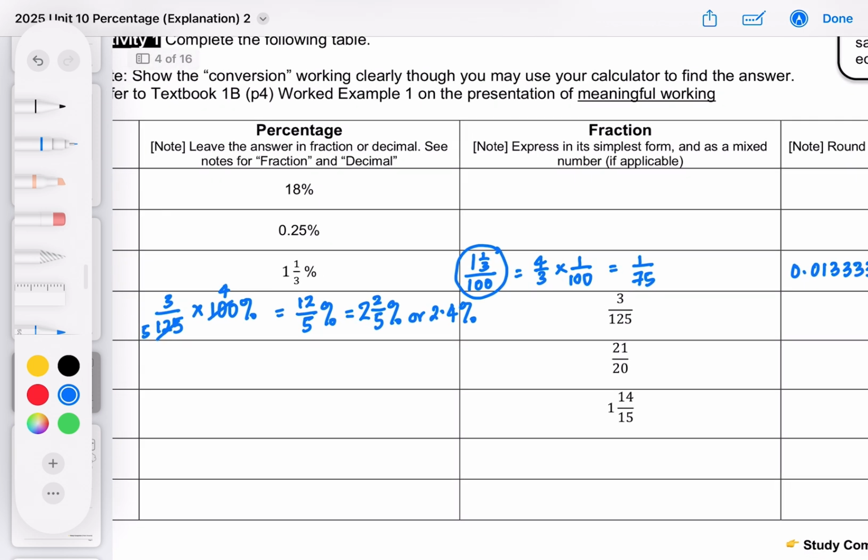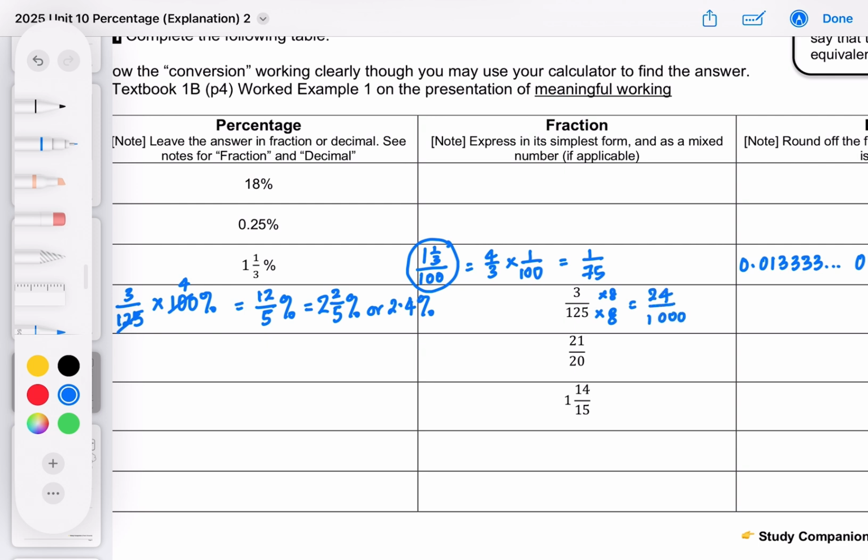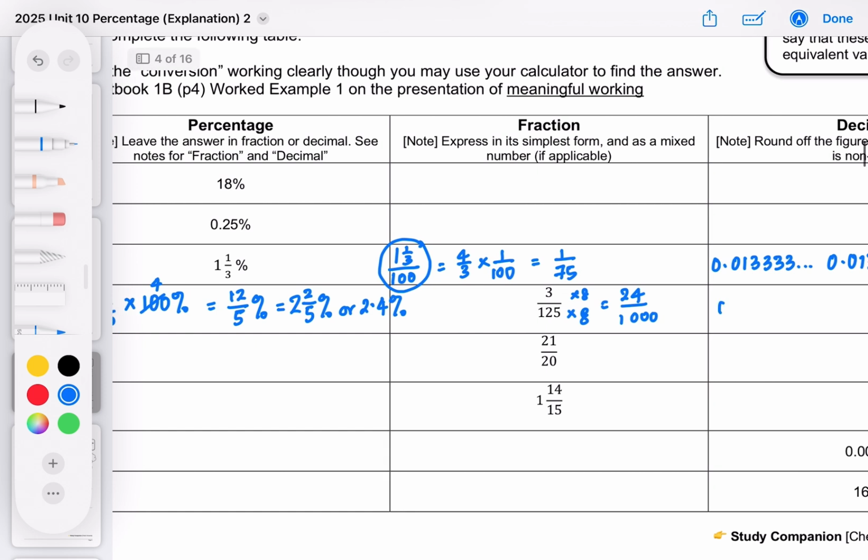To change it to a decimal, what we can do is just convert this to a base in terms of 1,000, so we can times 8. And here we'll get 24 over 1,000. And with this, change it to a decimal, it becomes 0.024.